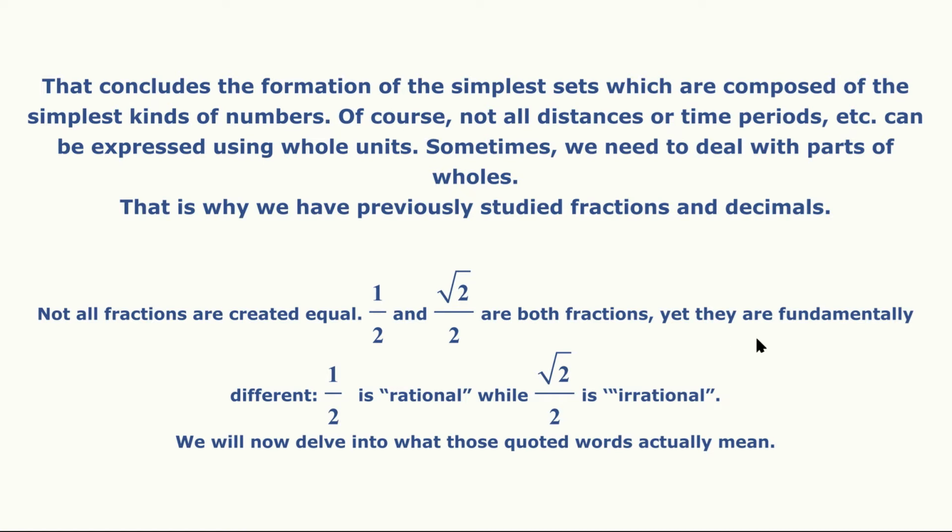Because of that, we need to be very precise about what we mean by a rational number and what we mean by an irrational number. Here it turns out that 1/2 is a rational number, but square root of 2 over 2 is irrational. So let's see what that actually means.